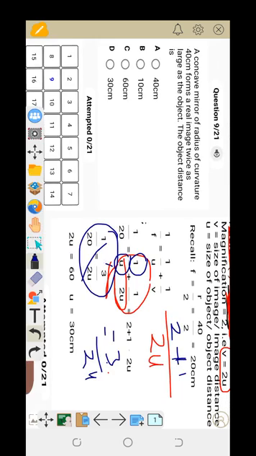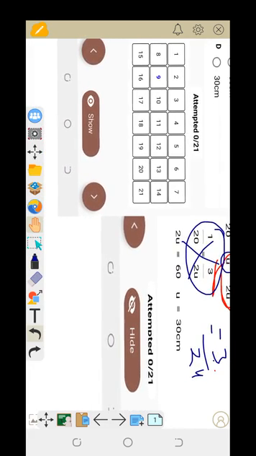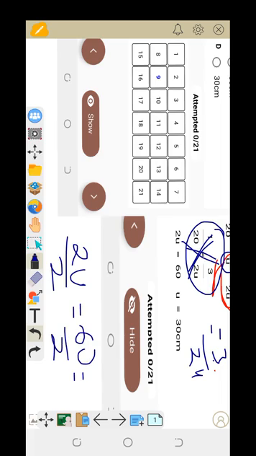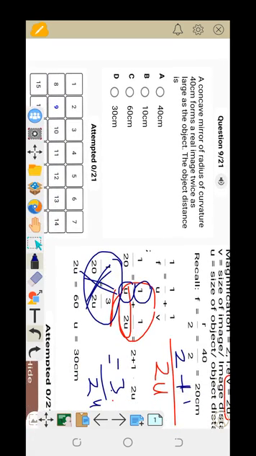We have 1 over 20 is equal to 3 over 2U. Cross multiply, so 2U is equal to 60. Divided by 2, U will be equal to 30. That is the 30 we have in this place here. So 30 is the answer. We got it right. As simple as that. Thank you.